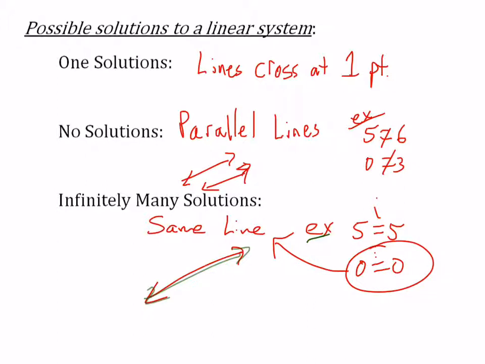Okay, so those are your three possibilities for solving linear systems. You'll get one of these three outcomes. And if it's one solution, you obviously state the solution. If it's no solution, you just write no solution. If it's infinitely many solutions, you write one of the equations as your solution.